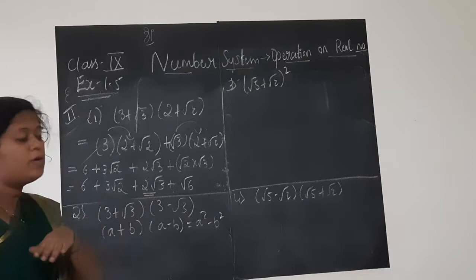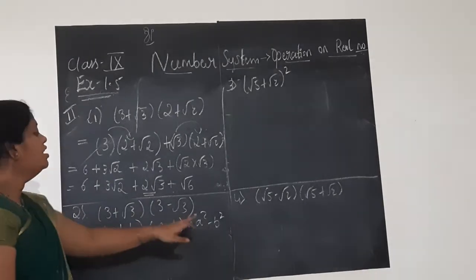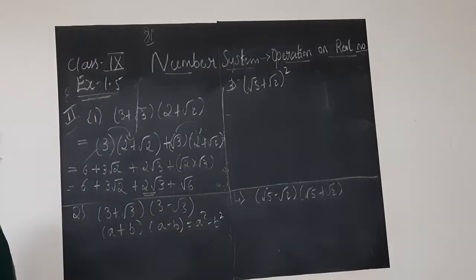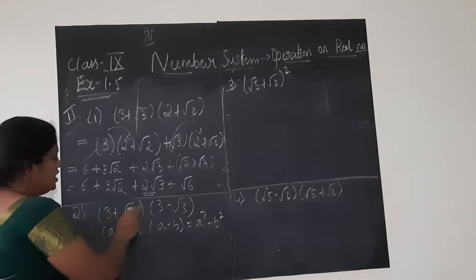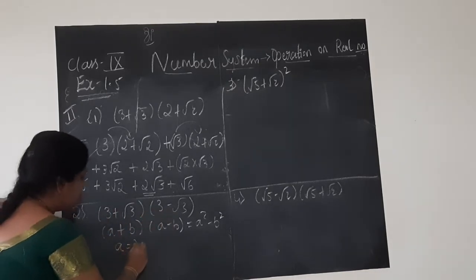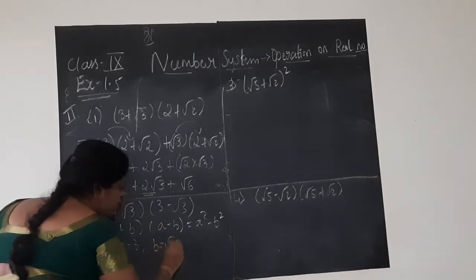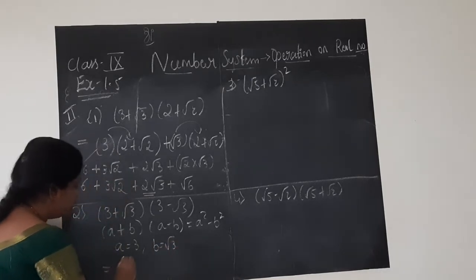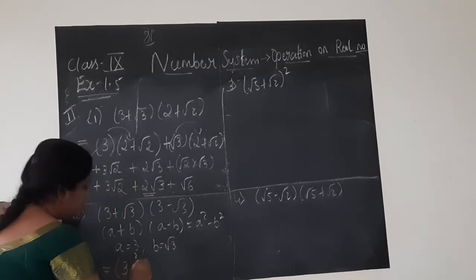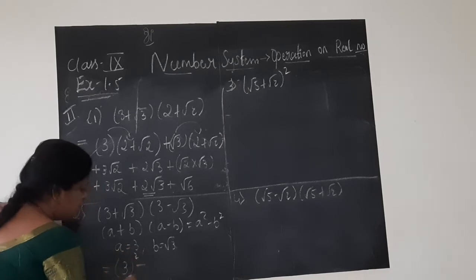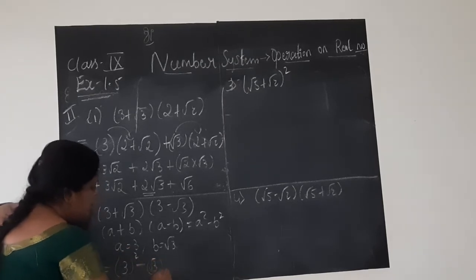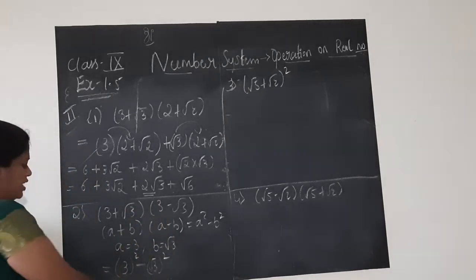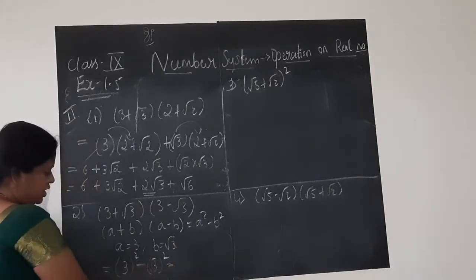Means we should write this in the form of a square minus b square. So a plus b, a minus b. Here a is 3, b is square root 3. So a square minus b square means 3 square, a is 3, minus b square, which is square root 3 whole square. Here only I will write, but you should write it below, children.